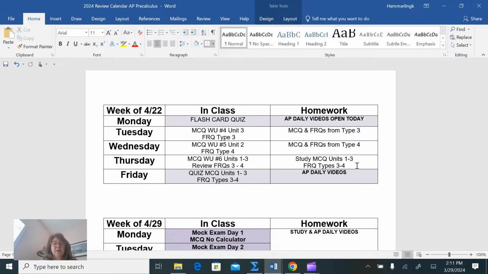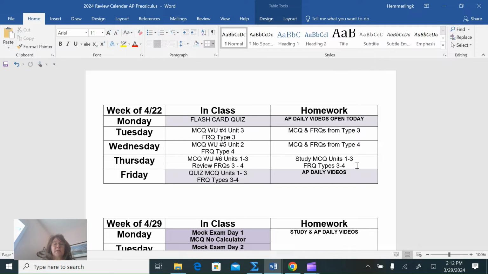Then Thursday, we'll start with a multiple choice warm up and then go over any questions that they have on those 2 task models from FRQs 3 and 4. And then on Friday, they'll have the quiz again, where they'll have probably 4 multiple choice questions and then 1 of each free response type.